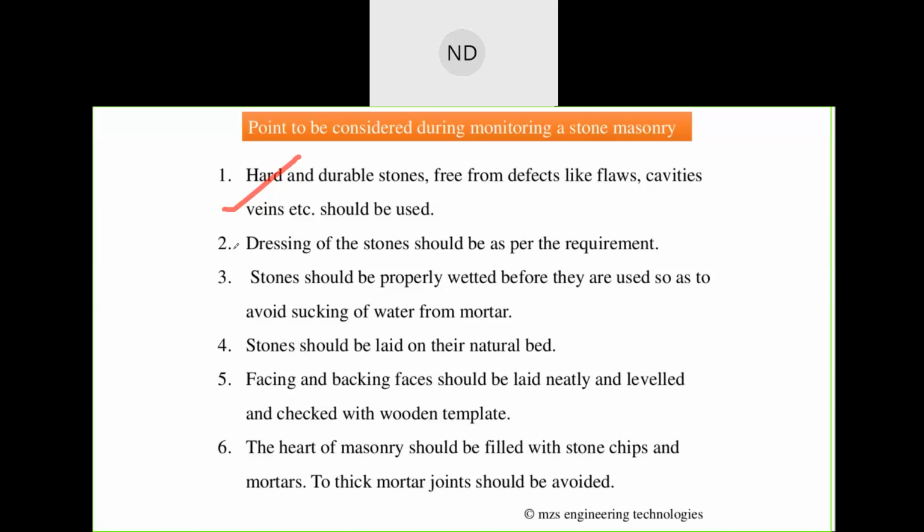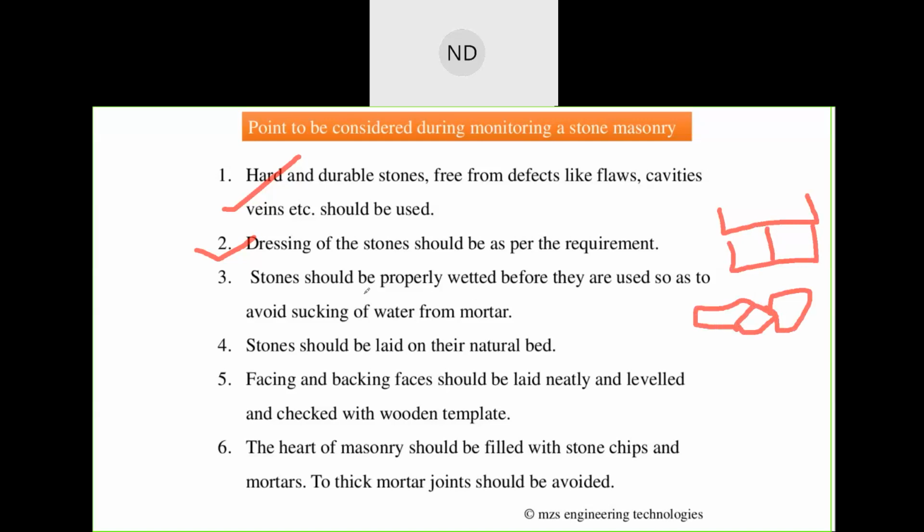The next point is that dressing of the stone should be as per the requirement. This dressing should be as per the requirement, whether you are making ashlar or rubble masonry. It should be made properly, whether it is in a straight line, or if it is irregular, it should also be dressed properly.